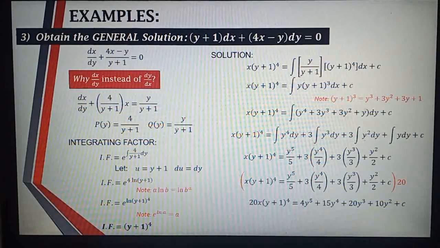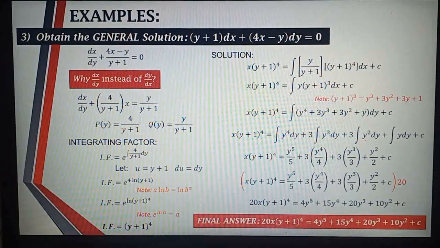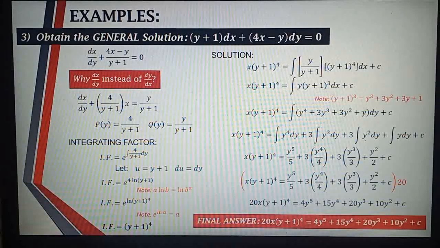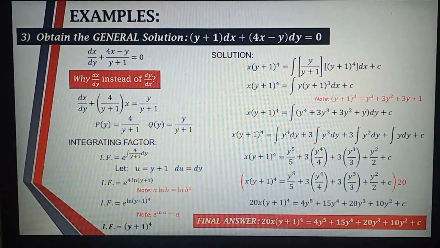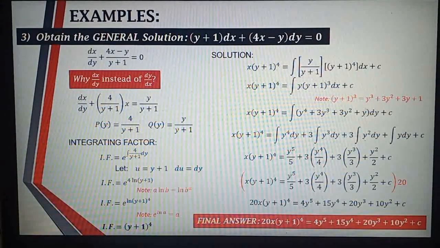plus c. Now, for the final answer of this problem, you will now have 20x multiplied to (y plus 1) raised to 4 equated to 4y raised to 5 plus 15y raised to 4 plus 20y cubed plus 10y squared plus c.